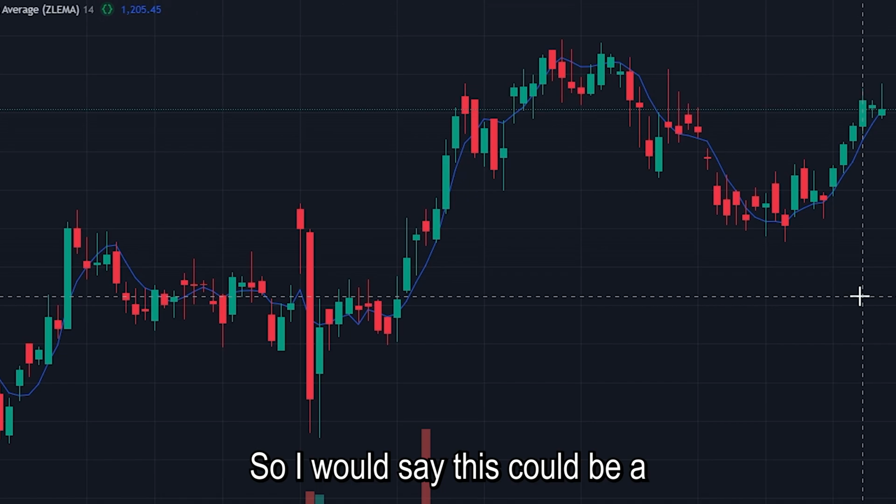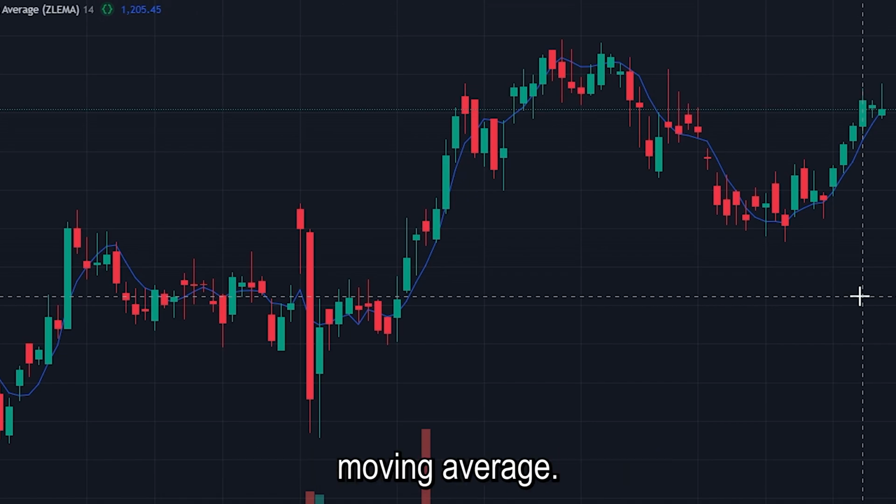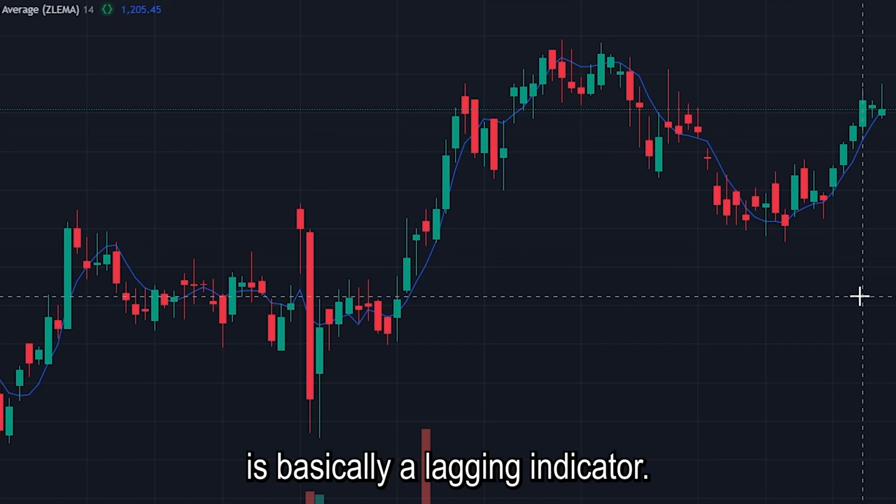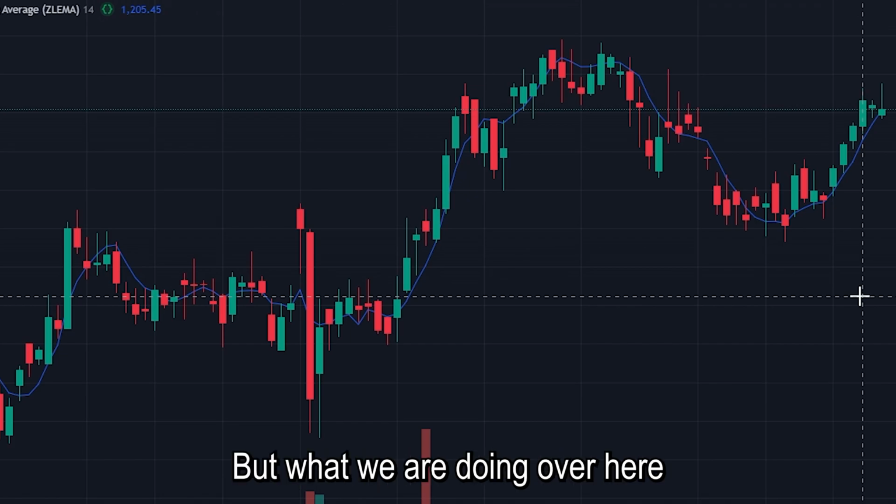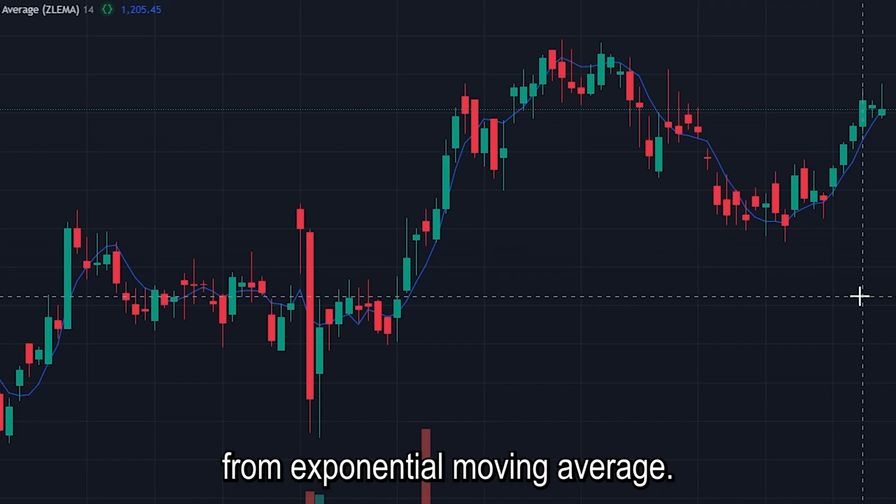So I would say this could be a game changer when it comes to the exponential moving average, because this is an advanced exponential moving average. We know the exponential moving average is basically a lagging indicator, but what we are doing over here is removing the lag from the exponential moving average, and then we are giving you a zero lag exponential moving average.